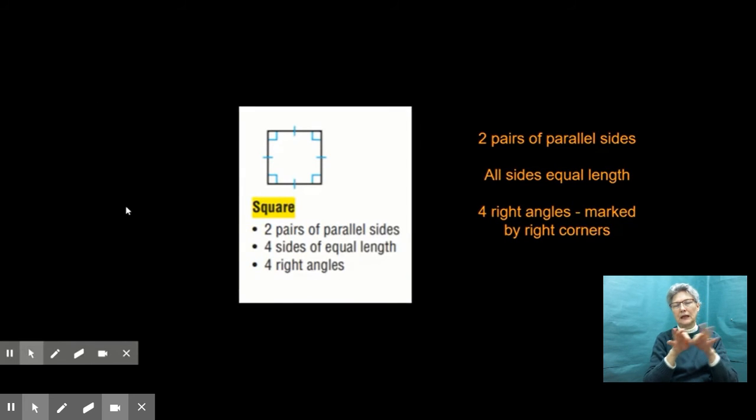And then we have a square, which I know you're all very familiar with. So a square has 2 pairs of parallel sides, all sides of equal length, and 4 right angles marked by those right corners.